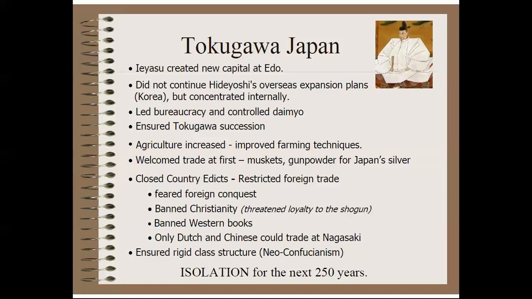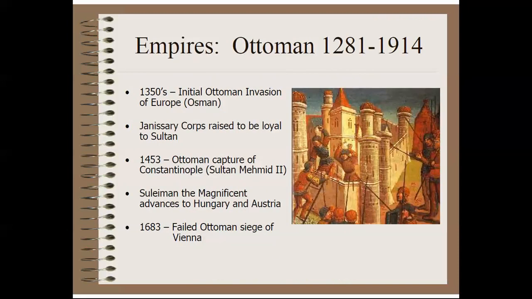Agriculture will increase during this time, with improved farming techniques. They will welcome trade at first, but really they're only going to allow the Dutch in. They're going to close the country through edicts, and Japan's going to go through self-imposed isolation. They only allow the Dutch in once a year. They're going to ban Christianity. It threatened loyalty to the shogun. They'll ban Western books, and only the Dutch and Chinese could trade at Nagasaki once a year. They will ensure a rigid class structure, and they will adopt Neo-Confucianism. And Japan will be isolated for the next 250 years.